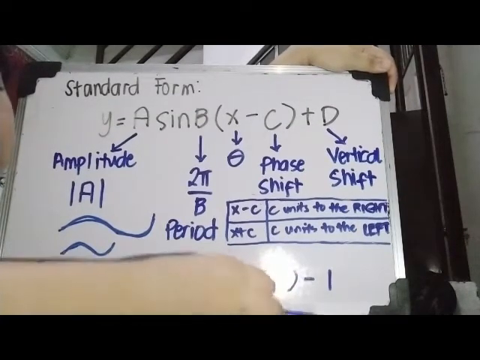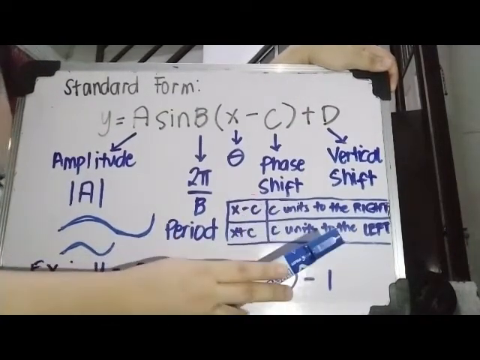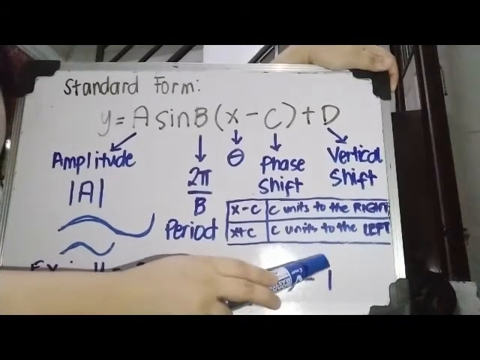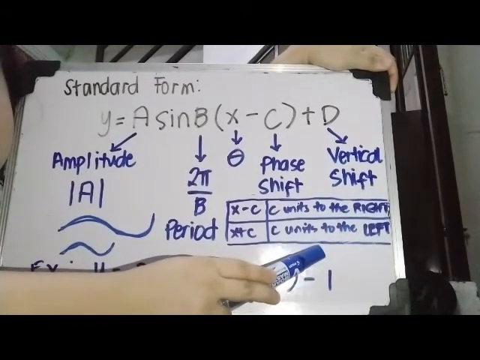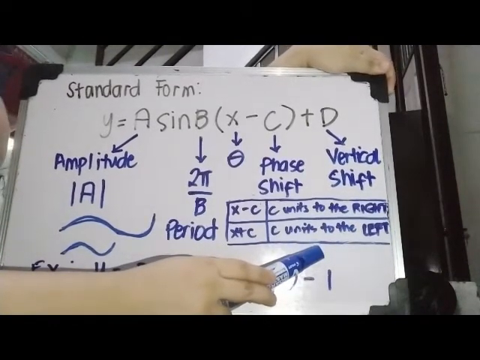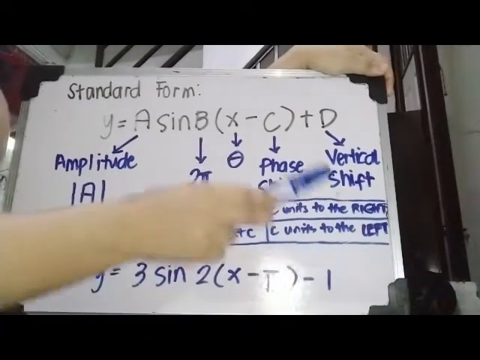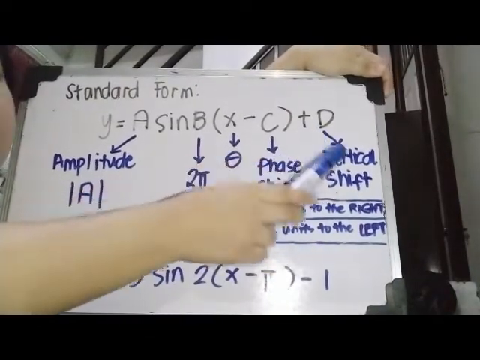Okay, take note, x minus c, c units to the right, x plus c, c units to the left. So that's how our phase shift will go. Lastly, the vertical shift. The vertical shift is given as the variable d.